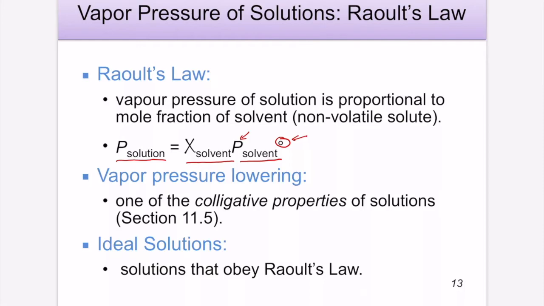Okay, and later in section 11.5, we'll check out vapor pressure lowering. And at the end of this section, we'll talk about ideal versus non-ideal solutions. But just for now, I'm just going to say that we're going to be assuming that this is an ideal solution. That probably won't make sense right now, but when we get to the end, hopefully that will.